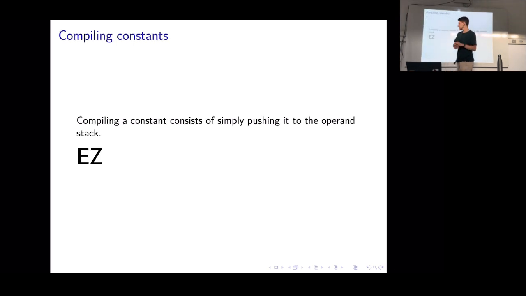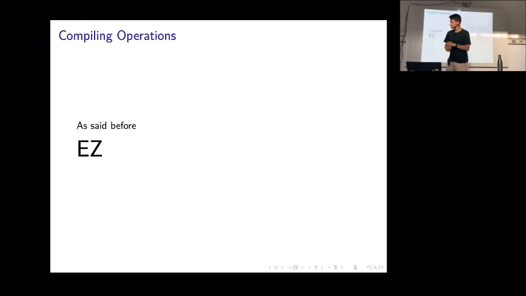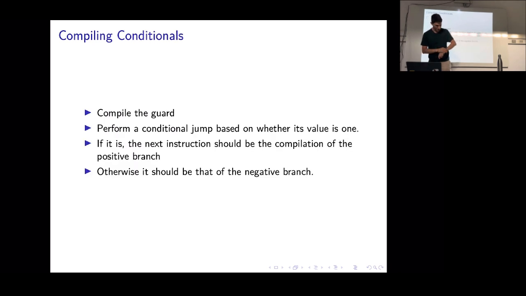So compiling constants is easy. We just push the constant on the operand stack, and that's very simple to do. Compiling operations is also easy, and I won't repeat myself because I've already mentioned how it's done. Also because we're ludicrously late.